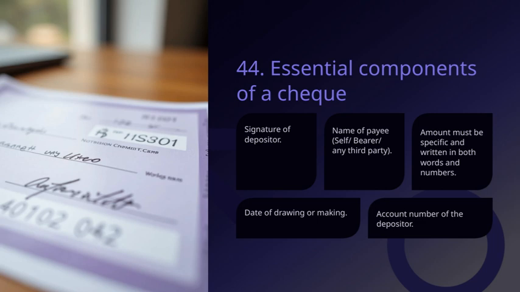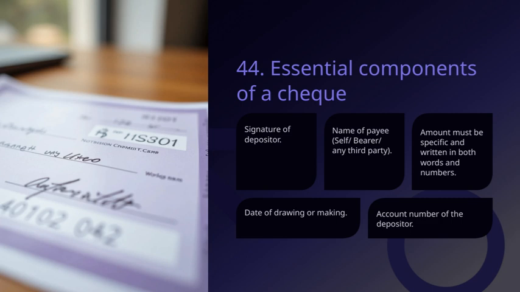This should be written both in words and in numbers to avoid any confusion or tampering. Next, you need to provide the account number of the depositor, which helps identify your bank account accurately. The name of the payee is also crucial, whether it's yourself, a bearer, or a third party. Specifying this correctly ensures the funds go to the right person or entity.